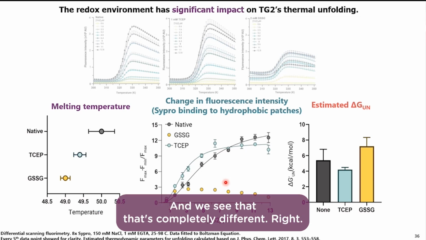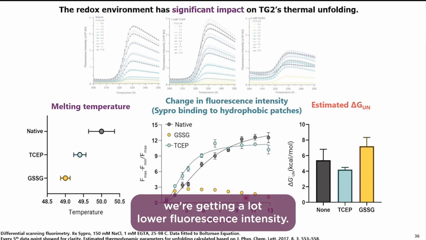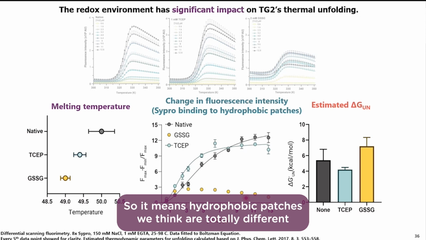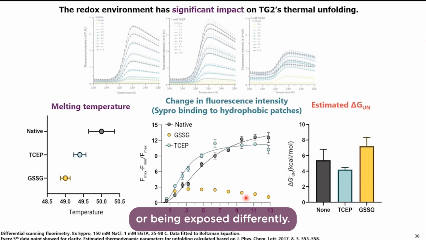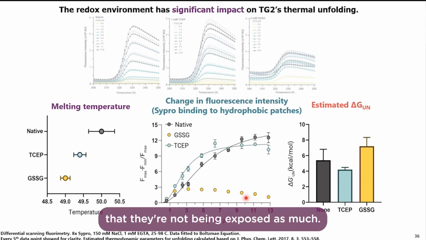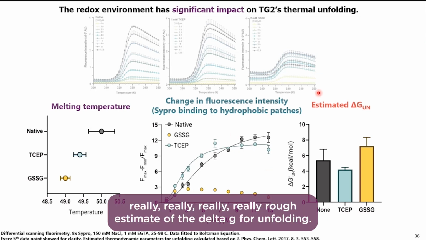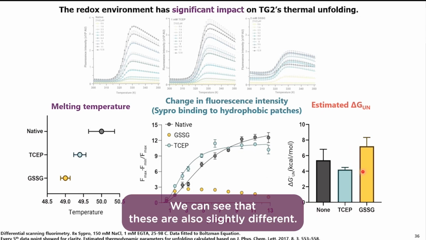And we see that that's completely different, right? So if we have that GSSG in there versus TCEP or even that native protein, we're getting a lot lower fluorescence intensity. So it means hydrophobic patches, we think, are totally different or being exposed differently. Some sort of conformational change may be going on so that they're not being exposed as much. And again, this is a really rough estimate of the delta G for unfolding. We can see that these are also slightly different.